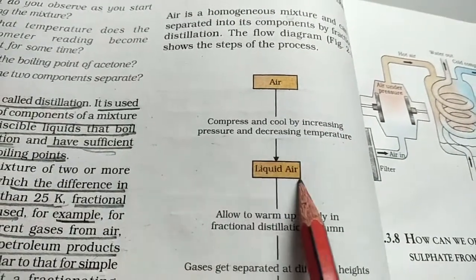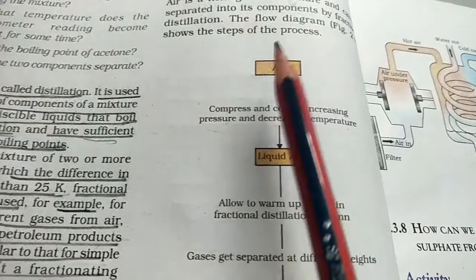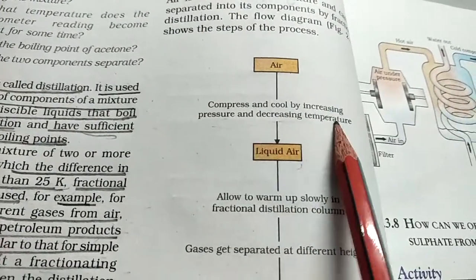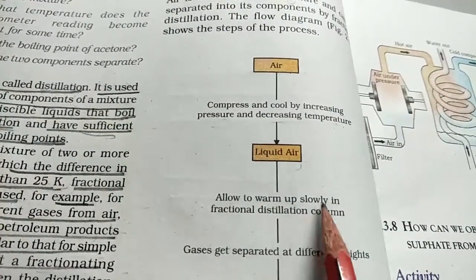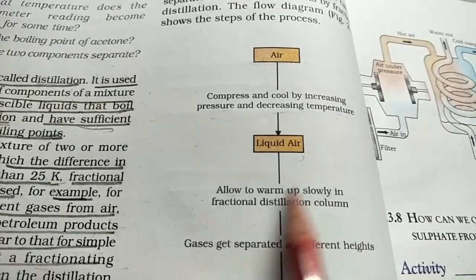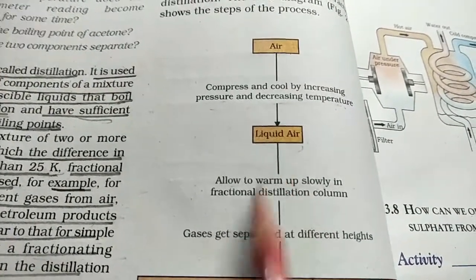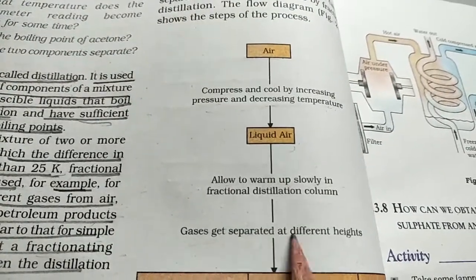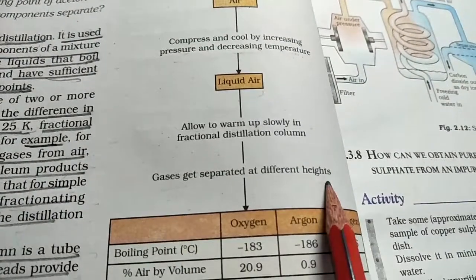So air turns into liquid air. Gas turns into liquid because we decrease the temperature. Then we allow it to warm up slowly in the fractional distillation column. As it warms up, again the liquid turns into gases, and they get separated at different heights.